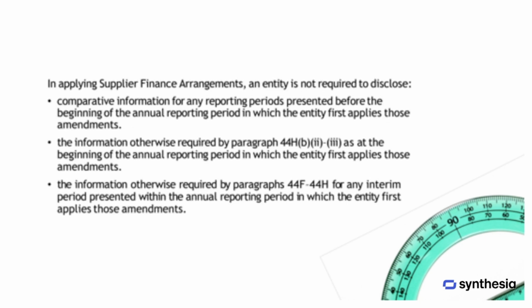In applying Supplier Finance Arrangements, an entity is not required to disclose comparative information for any reporting periods presented before the beginning of the annual reporting period in which the entity first applies those amendments. Additionally, the entity is not required to disclose the information otherwise required by paragraph 44H(b)(ii) as at the beginning of the annual reporting period in which it first applies those amendments, nor is it required to provide the information otherwise required by paragraphs 44F to 44H for any interim period presented within the annual reporting period in which the entity first applies those amendments.